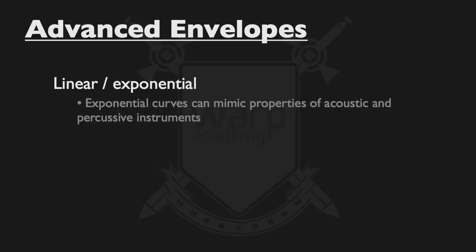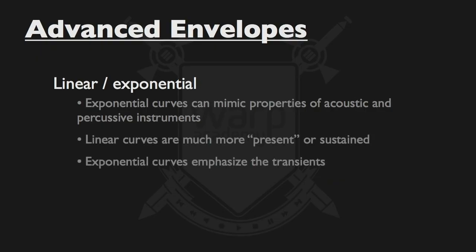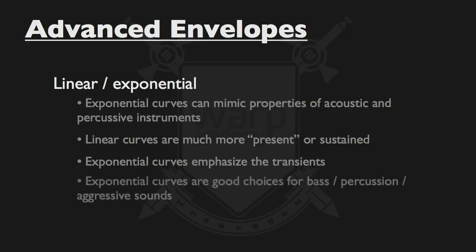You can hear how when the linear mode is on, the sound is much more present, but loses some of its transient pluck. The nonlinear or exponential curve emphasizes the transient properties of the envelope to a greater extent than the linear. This is a very useful property to exploit in your sound design. If you're after percussive sounds or if you're after aggressive bass sounds, this is definitely a good envelope option to choose.